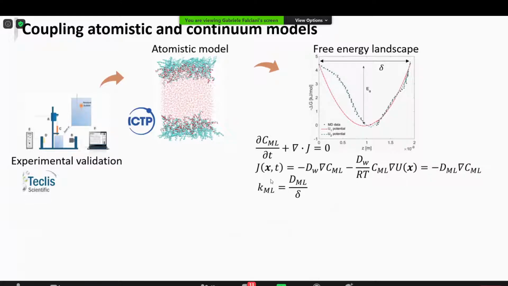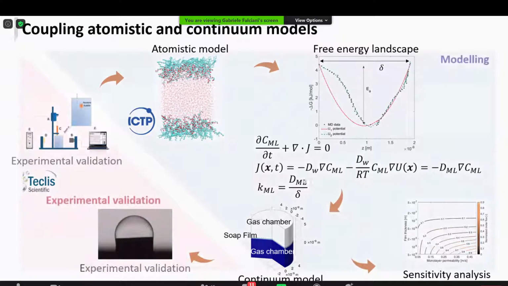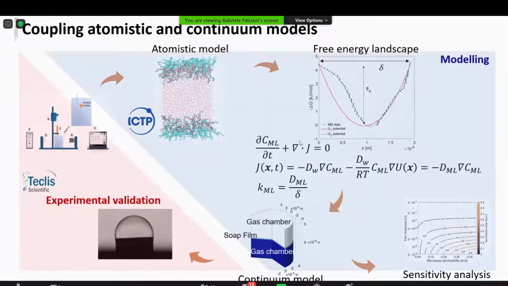So combining the film thickness of the monolayer delta, namely the thickness of the potential barrier, and this diffusion coefficient in the surfactant monolayer, we were able to estimate the monolayer permeability. So now we have a fully coupled multi-scale model that can predict this monolayer permeability and allows us to make some prediction on the gas permeation molar rate.